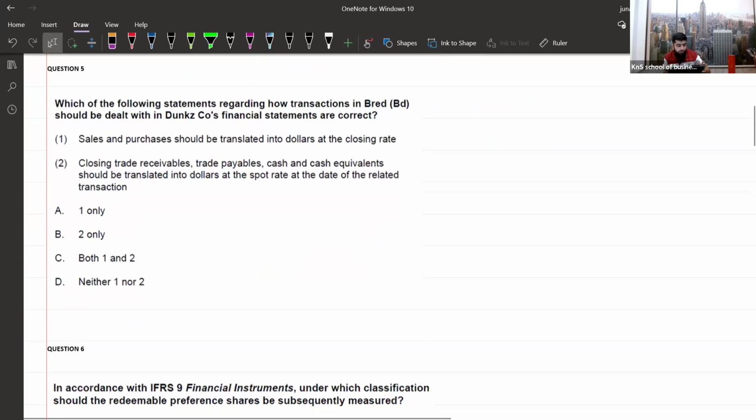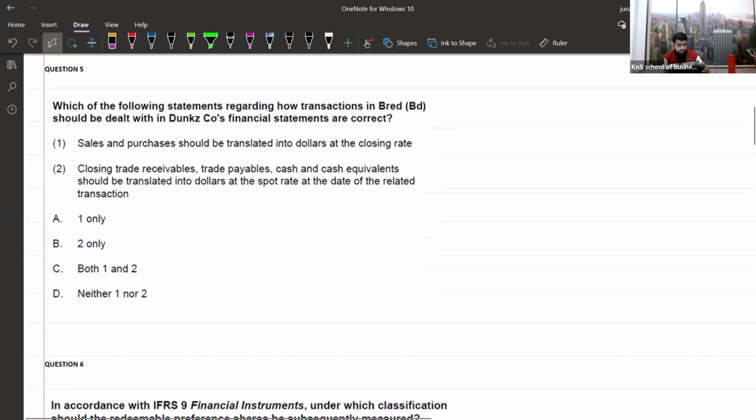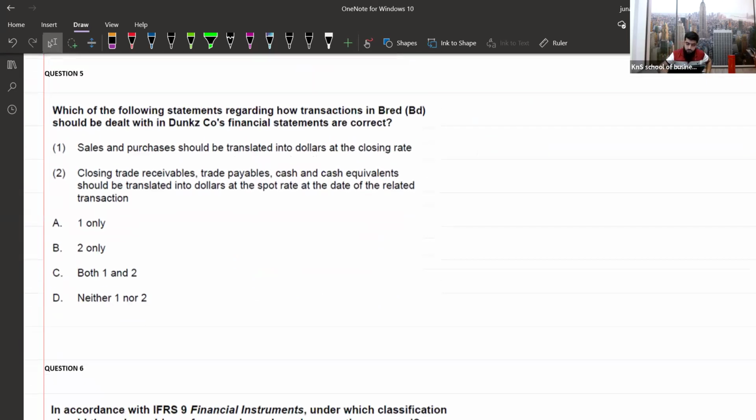Now let's read out the first requirement of this OT case. Which of the following statements regarding how the transactions in Bread should be dealt with in the Duns company's financial statements are correct? It means you need to identify which of the following is correct.